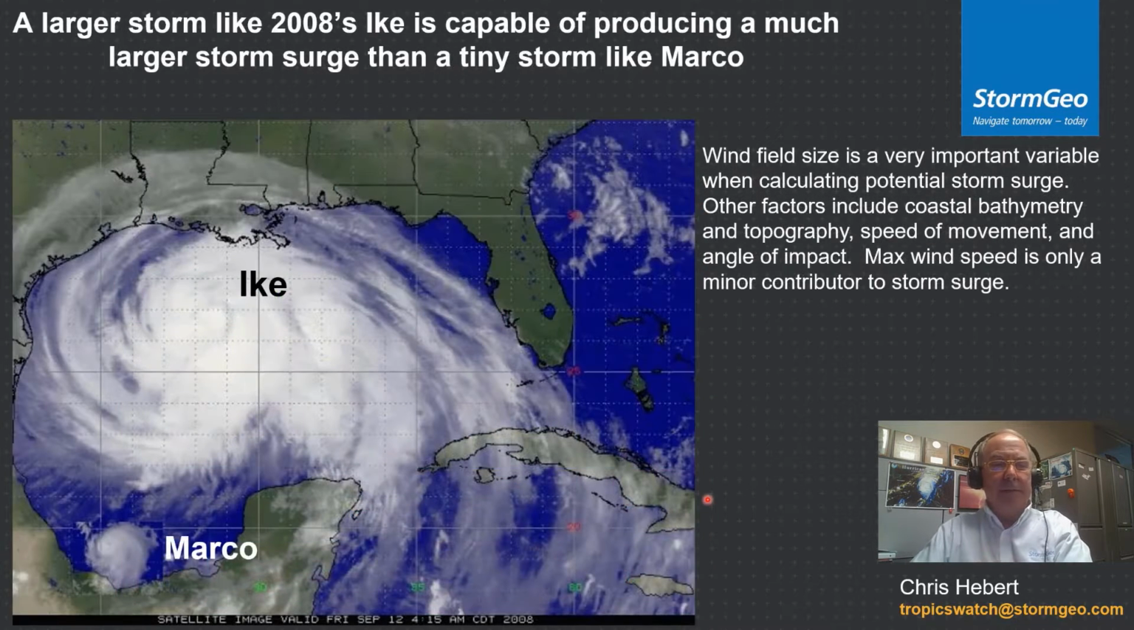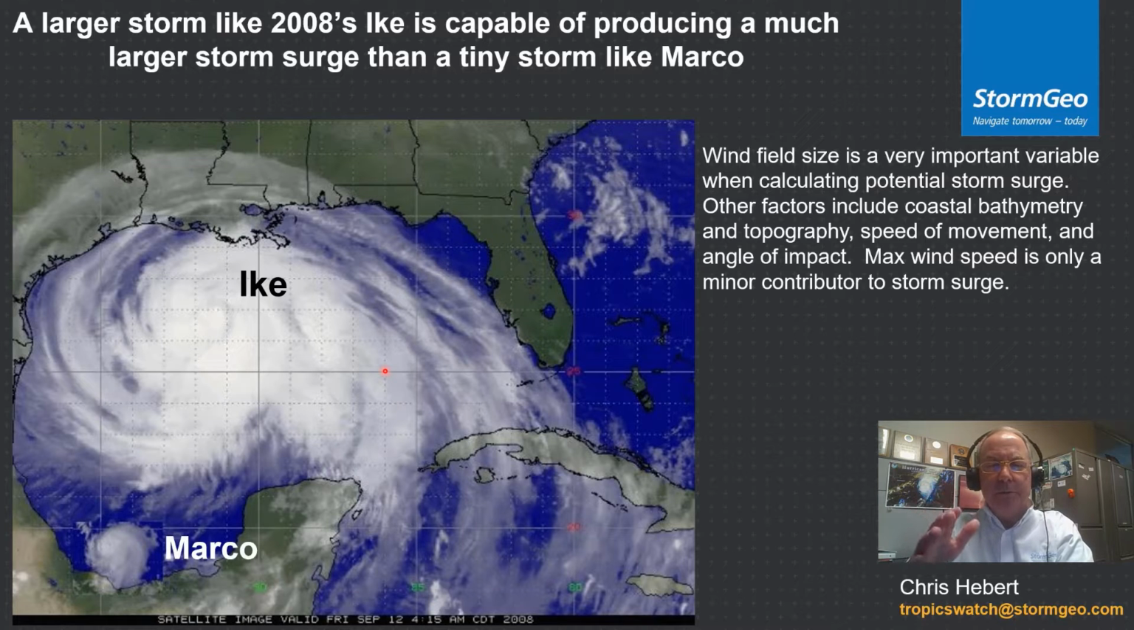If we look at Ike and Marco, now they weren't occurring at the same time. I superimposed the Marco image over the satellite picture here, and we can see Marco very, very tiny, only about 40, 50 miles across. Ike, hundreds of miles across. Ike's hurricane force winds extended over a very, very large area. That's why, as a Category 2, it produced a larger storm surge than the Category 4 Great Galveston Hurricane back in 1900. So size of the wind field is very, very important.